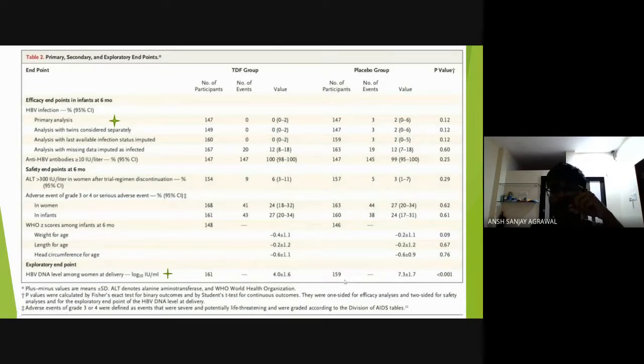So as you can see, the p-value is less than 0.001. So this is statistically significant. However, it doesn't contribute much to the study because it is already well established that antivirals will reduce the viral load in a patient. So it is not a very novel finding here.